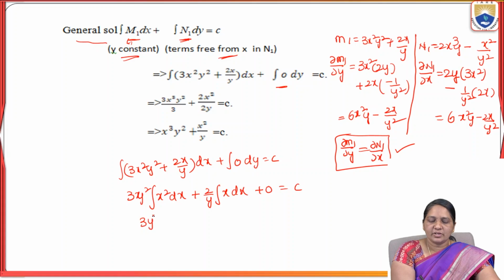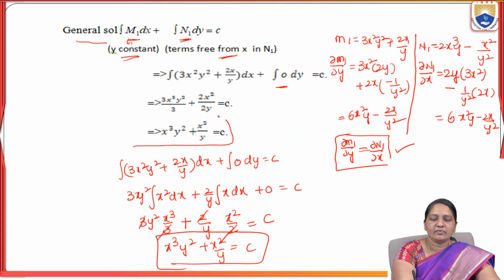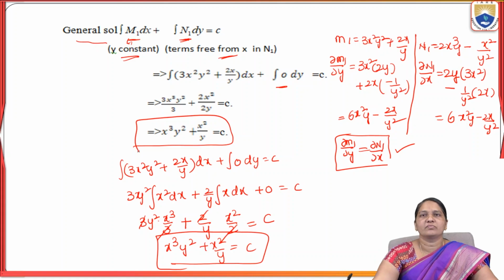So 3y square into integral x square dx, which is x cube by 3, plus 2 by y is the constant, integral x dx is x square by 2, equals c. So here 2 will be cancelled, here 3 will be cancelled: x cube y square plus x square by y equals c. This is our general solution for the given non-exact differential equation. So this is the way to solve the given problem by using method 5.